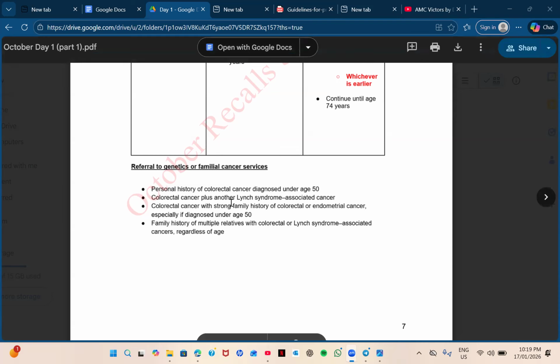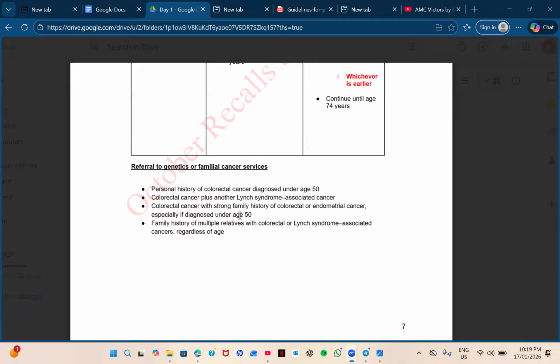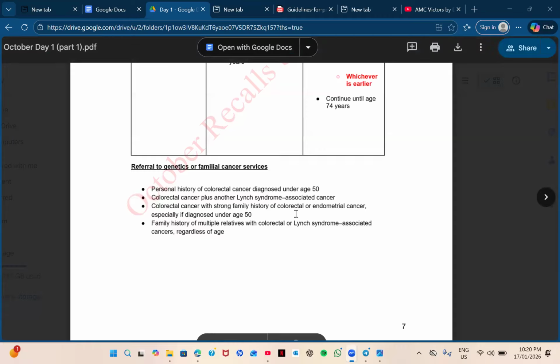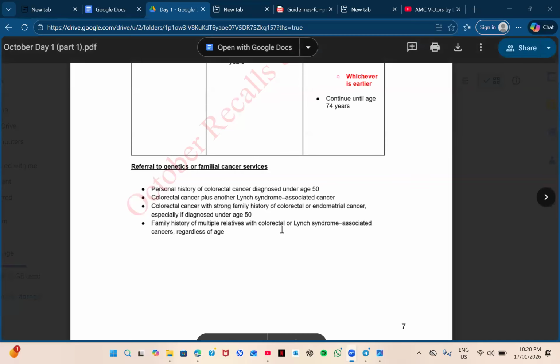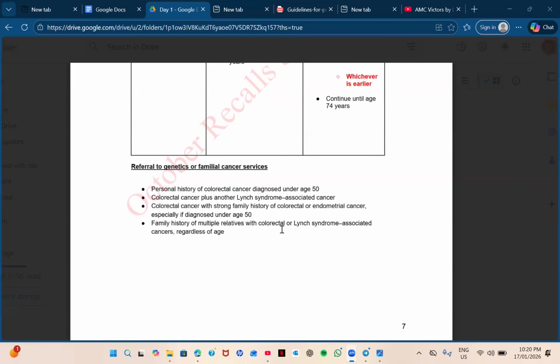Colorectal cancer plus another Lynch syndrome associated cancer, or colorectal cancer with a strong family history of colorectal or endometrial cancer, especially diagnosed under age 50, and family history of multiple relatives with colorectal or Lynch syndrome associated cancer. In that case, regardless of the age, we have to refer them for genetic counseling. You will see the questions when we are doing e-medicine, so remember this one as well.